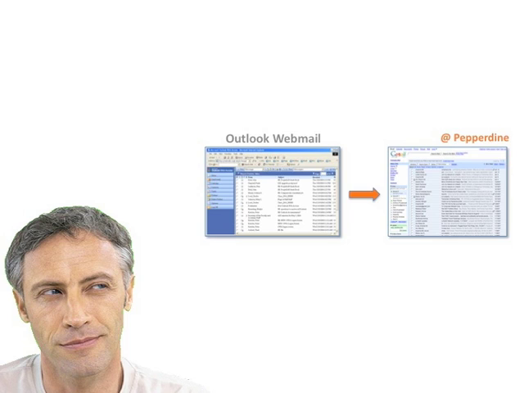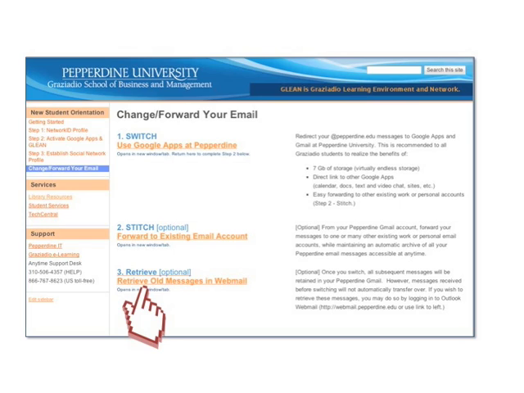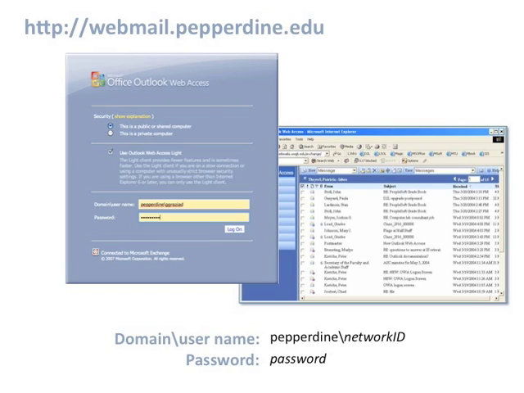If there were old email messages stored on your Pepperdine Outlook webmail, those are still there, but you no longer access them through WaveNet. Instead, you can go to Step 3, Retrieve Old Messages in Webmail, to directly access your old Outlook webmail. Be sure to enter your domain/username as indicated, with the word Pepperdine, backslash, then your own network ID. There should be no spaces, and note that the backslash is usually above the Enter or Return key on your keyboard. Once in your webmail, you can retrieve the older messages required. They will always be there.